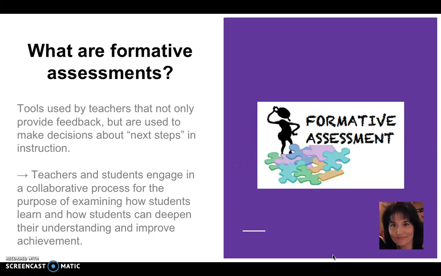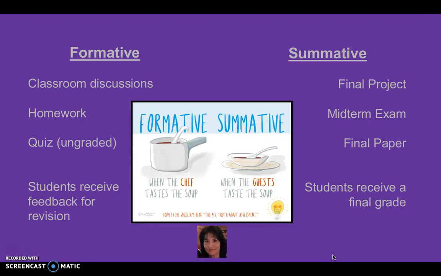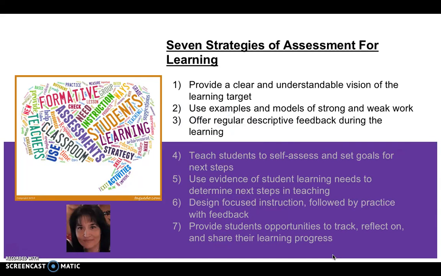Formative assessments are tools not only used to provide feedback, but they're used to make decisions about next steps in teaching. Focus on how students can deepen their understanding and improve their achievement in the classroom. Two types of assessment, formative and summative. Formative involves class discussions, homework, ungraded quizzes, of course not limited to this, but students here will receive feedback for revision. Summative, the students will in the end receive a final grade for their work.